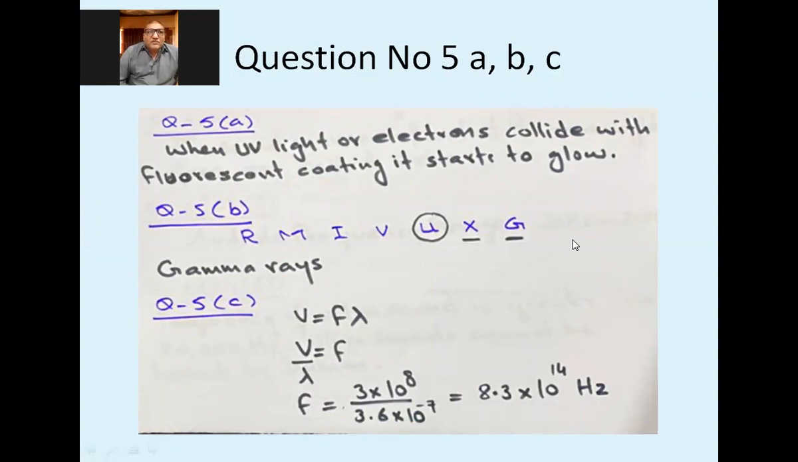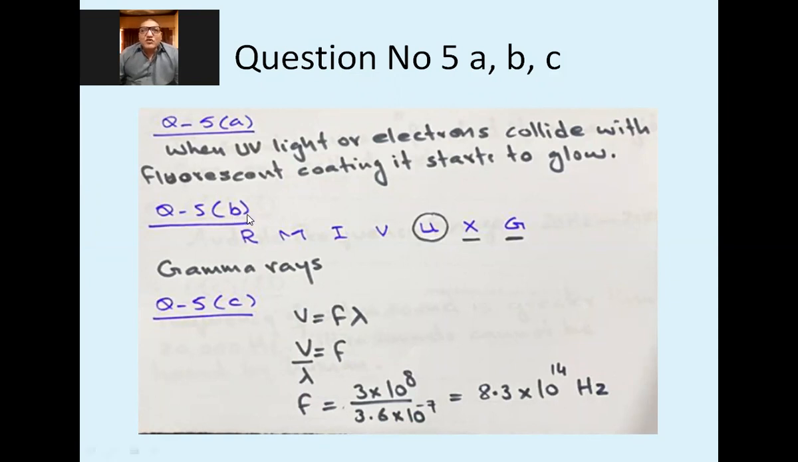The code word you remember is "Ronald McDonald is very ugly except Gary." That's the code word which we are using to remember this order: radio waves, microwaves, infrared, visible light, ultraviolet, X-rays, and gamma rays.